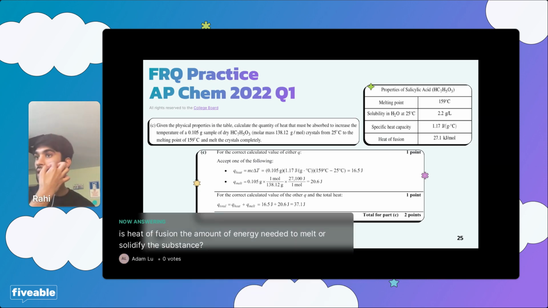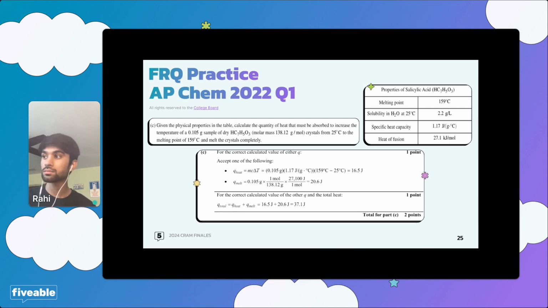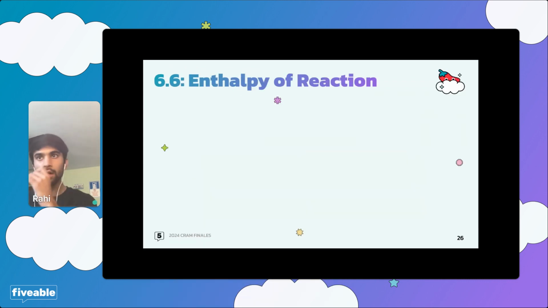Heat of fusion is both, actually, technically. It just depends on which way you're going. Heat of fusion can be used to melt or solidify the substance. It depends on which way you're going, and that will depend on how much heat or energy is released or injected into the system, depending on what state its surroundings are at. So heat of fusion is both. Okay? All right, let's move on.